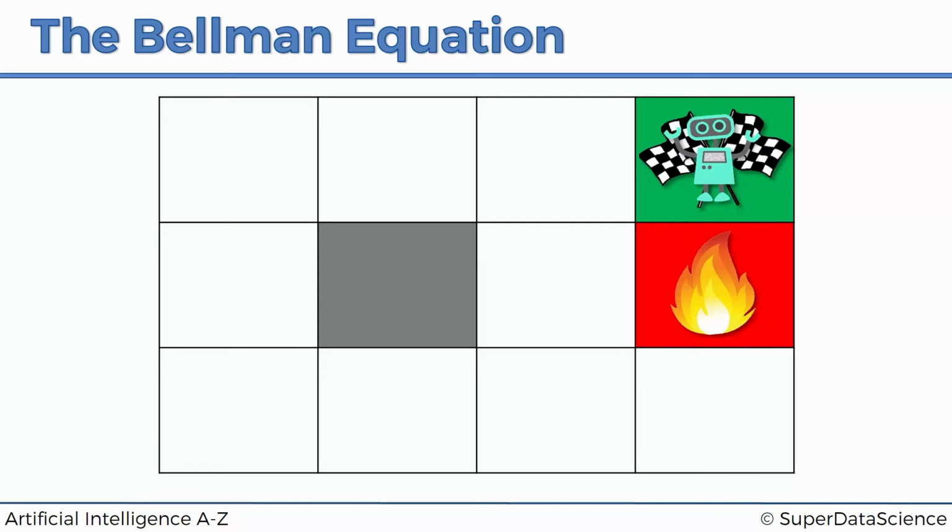So as soon as they stepped into the green square, they got a +1 reward. And that triggers the algorithm to say, okay, that's really cool. I am rewarded for ending up in this square. So I want to end up in this square. So what does that mean for the agent?